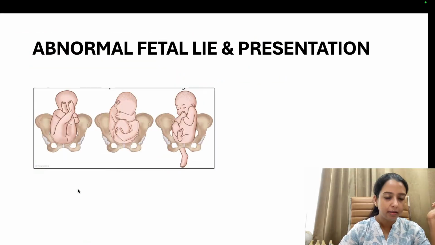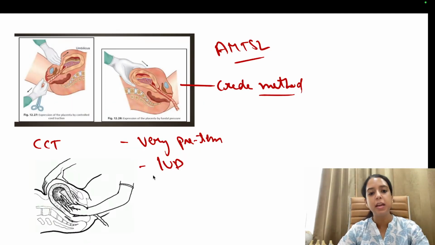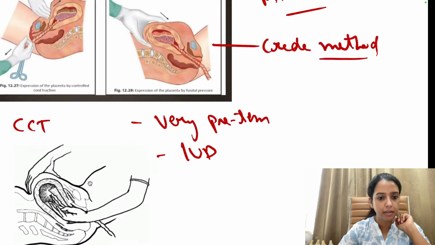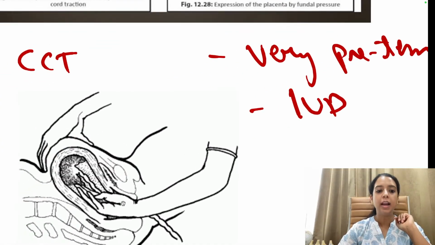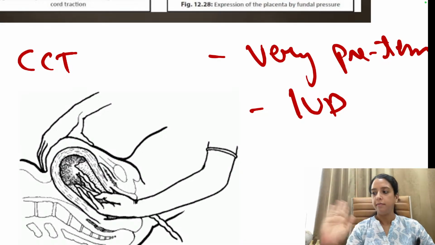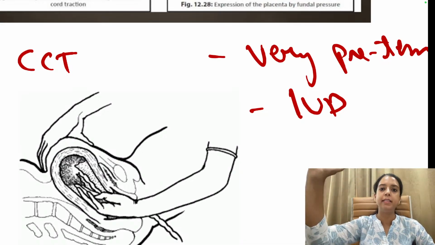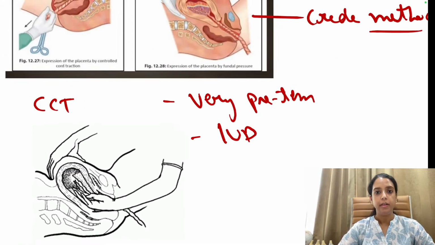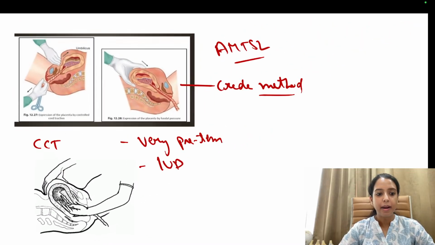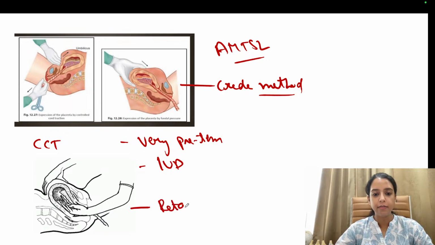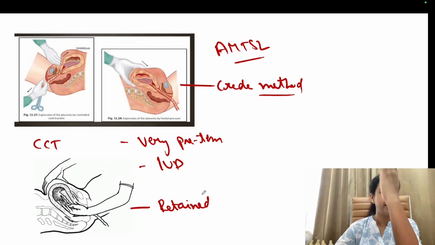What is this method? Credé's method is used in very preterm and IUD babies. Another method here: can you see the hand is inside the uterus and it is trying to slice the placenta off? By this movement, it is trying to remove the placenta from the uterine wall. It means it has not separated by itself. It is done in case of retained placentas, where you try to manually remove it.